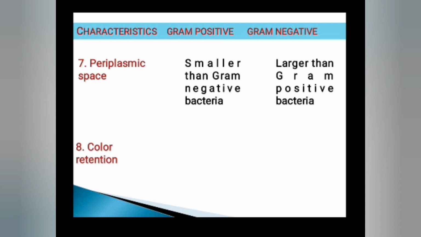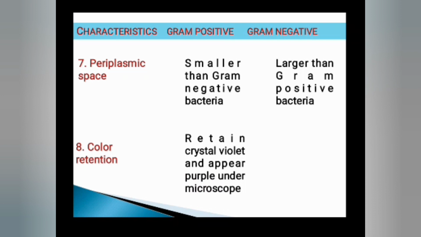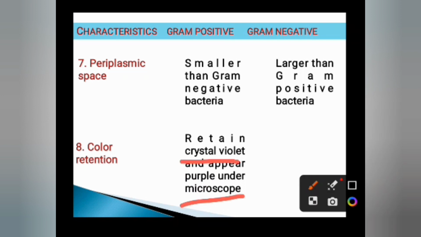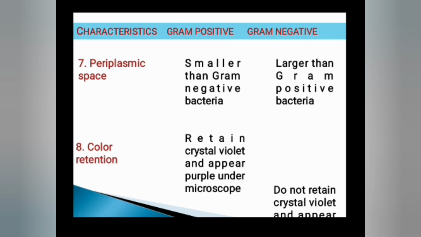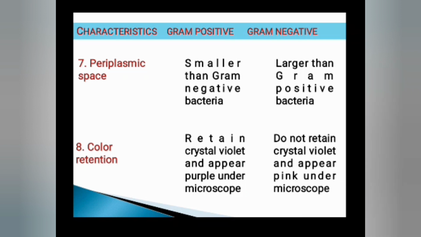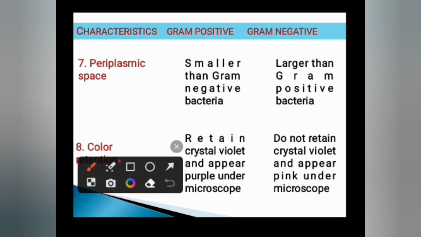Next is the color retention on gram staining. The gram-positive bacteria retain the crystal violet, which is the primary stain, and appear purple under the microscope. The gram-negative bacteria do not retain the crystal violet, the primary stain, and appear pink under the microscope.